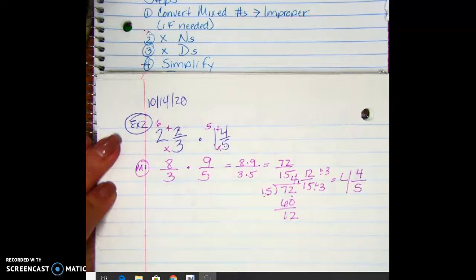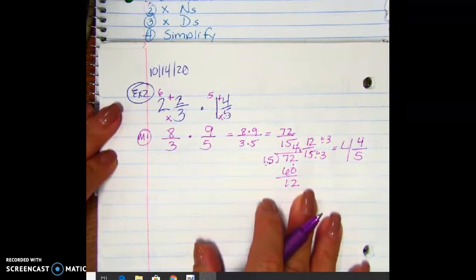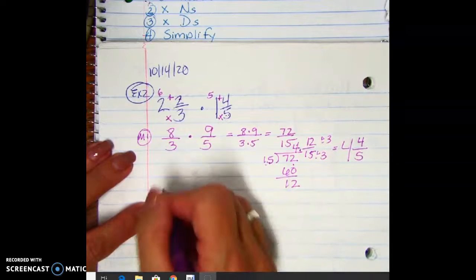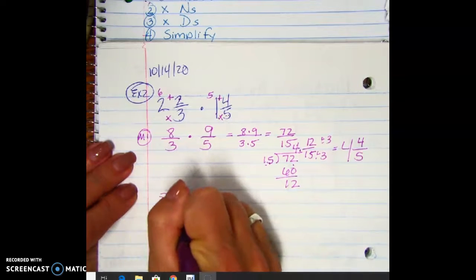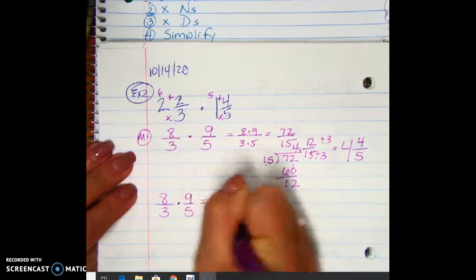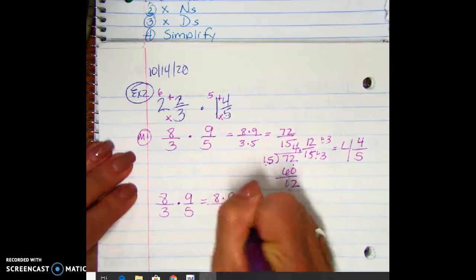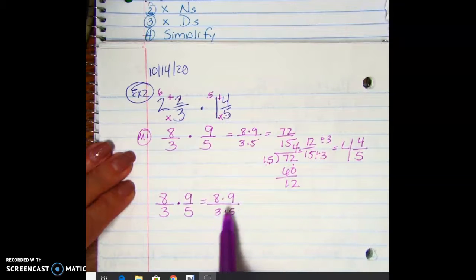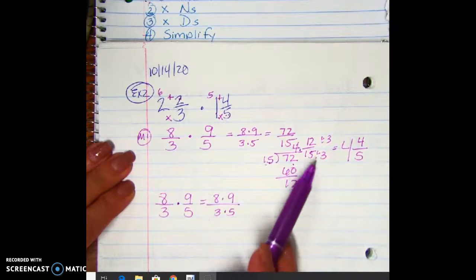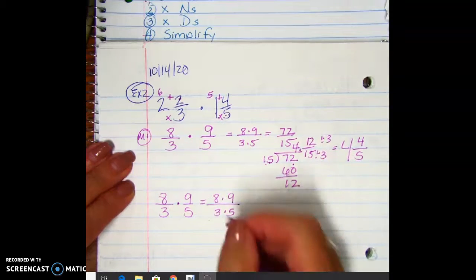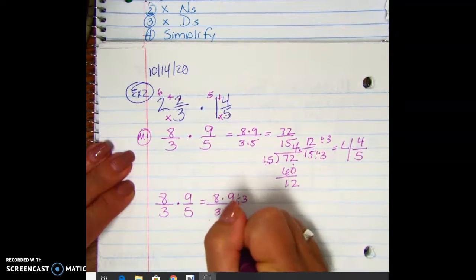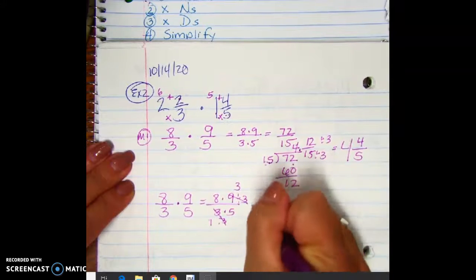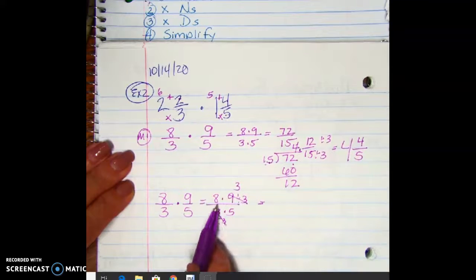Let's take a look at method 2. Okay, so we've already converted our mixed numbers. So I'm going to just rewrite that problem down. So I have 8/3 times 9/5. I multiply my numerators and I multiply my denominators. Well, hey, I can see that 3 and 9 share a factor. Psst, that's what I did over here. Okay, so I would divide by 3 and divide by 3. That becomes 1. That becomes 3. Now I can multiply smaller numbers.